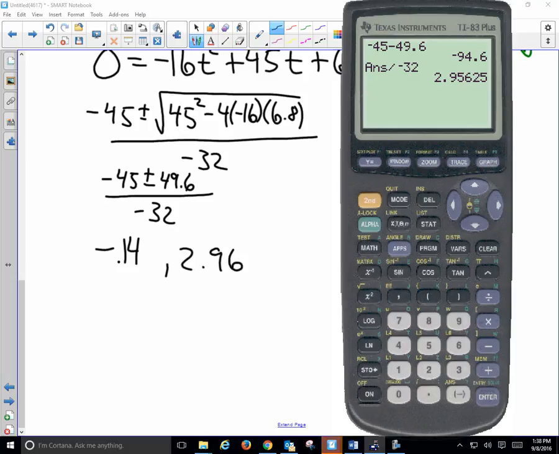Which one do you think is the correct result? Yep, 2.96 seconds. That would be the time at which it hits the ground. So it's in the air for about 3 seconds.